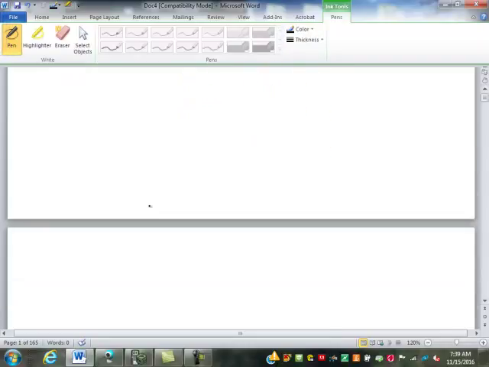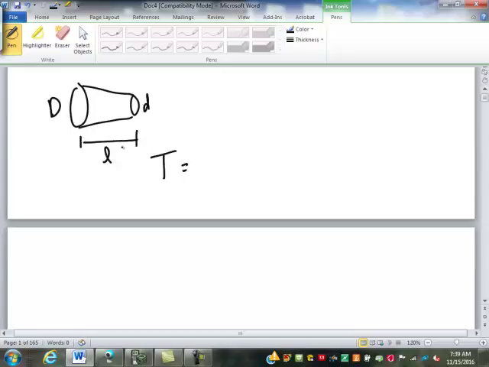Well, then we also worked with formulas. Might look something like this, where your taper is defined as taper per foot, big D minus little d over L divided by 12, where big D, little d, and L are all given in inches. The reason L is divided by 12 is so we can convert it to per foot.